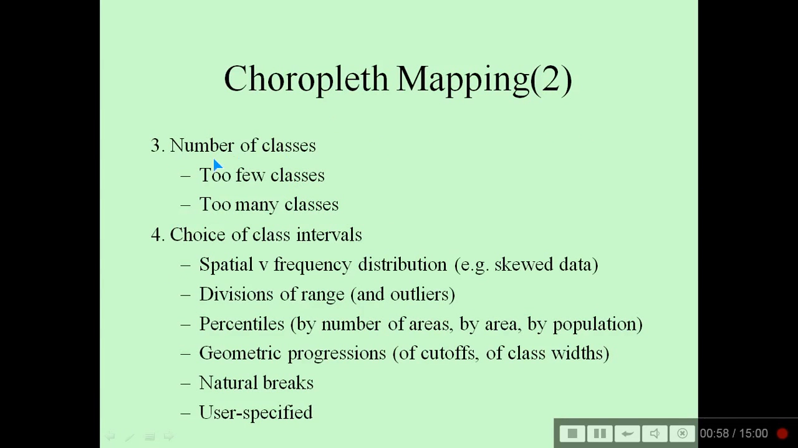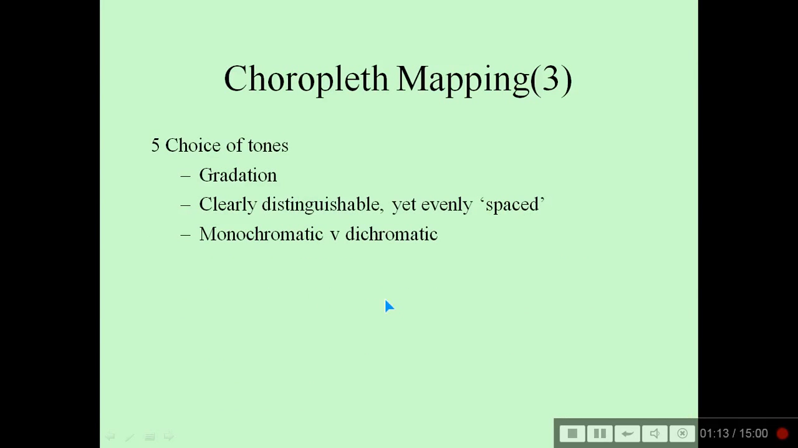So number of classes, maybe too few classes, too many classes, and choice of class intervals, that may be spatial versus frequency distribution, division of range, percentiles, geometric progressions, natural breaks, and user specified. And choice of tones as well, that is gradation, which is clearly distinguishable yet evenly spaced, and monochromatic and dichromatic.